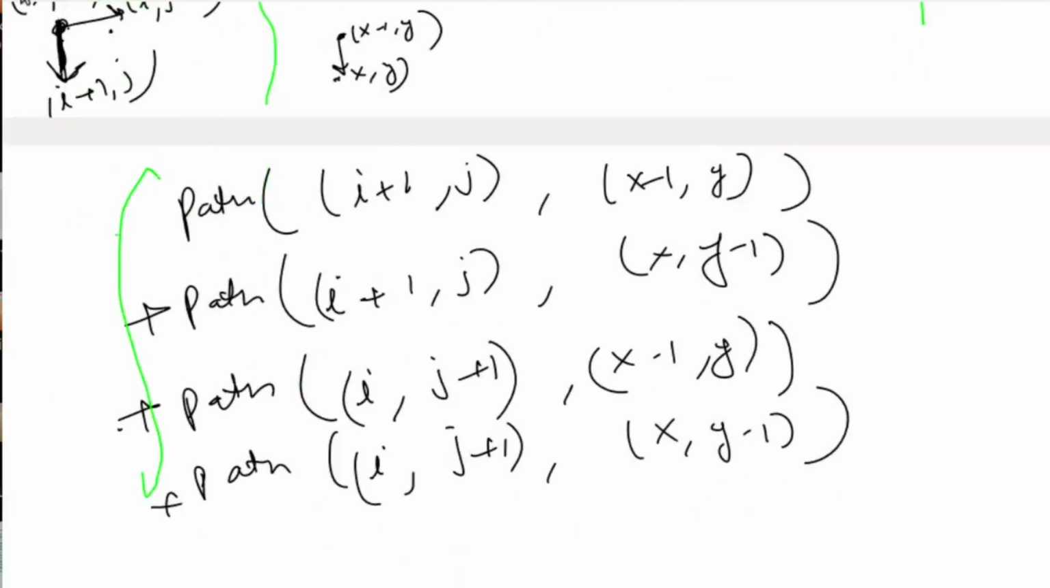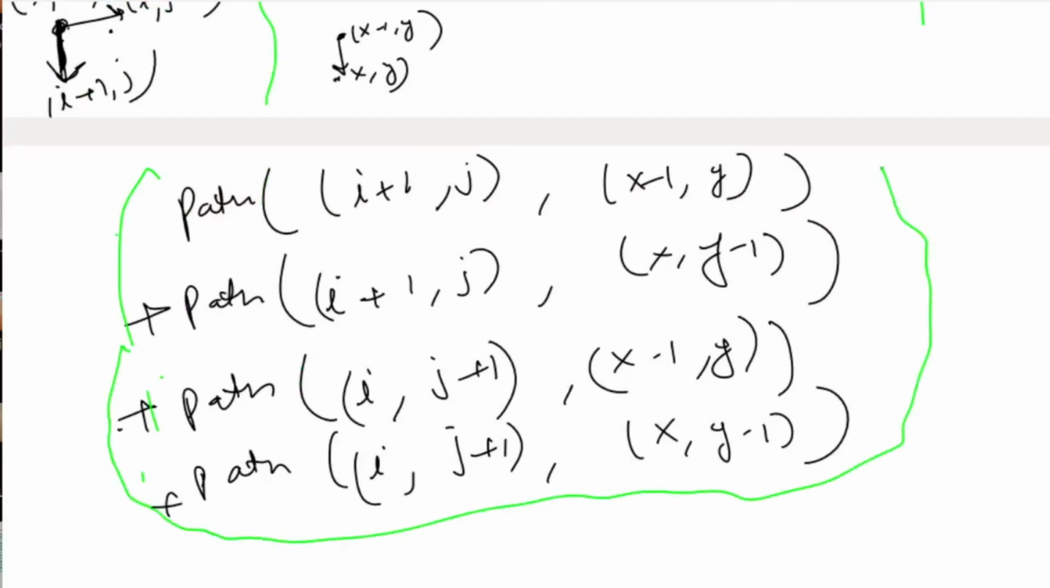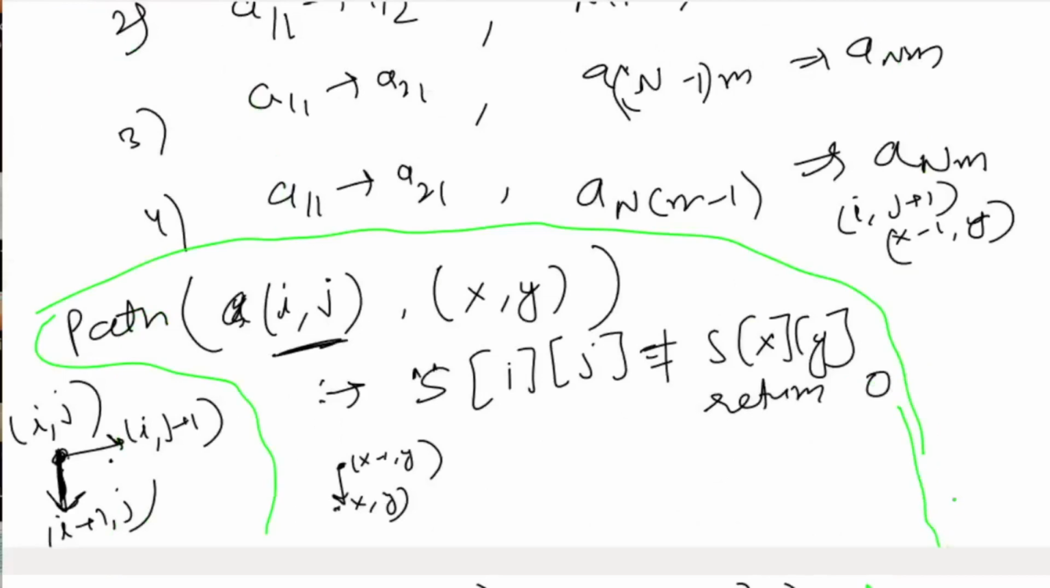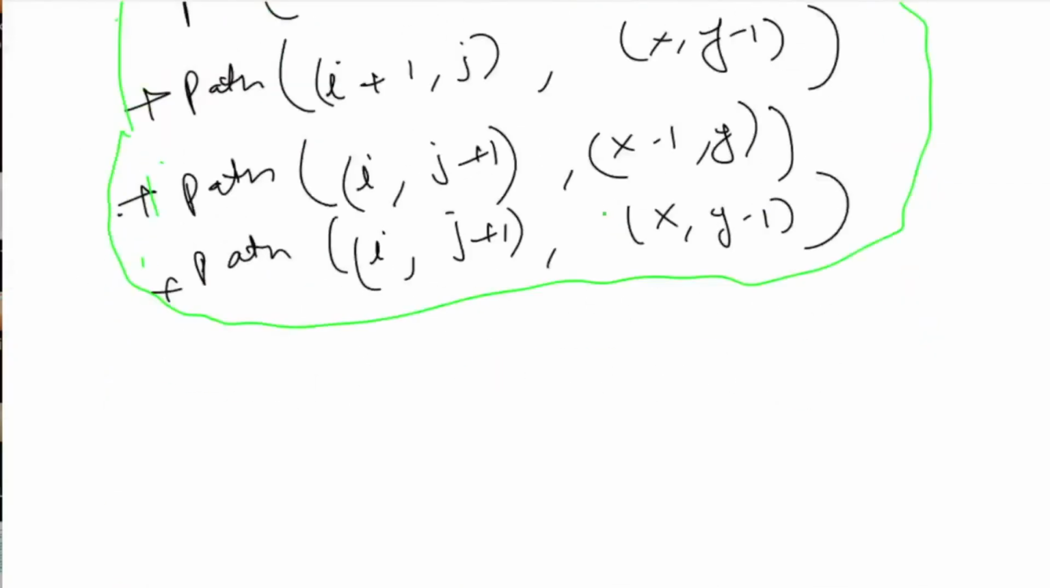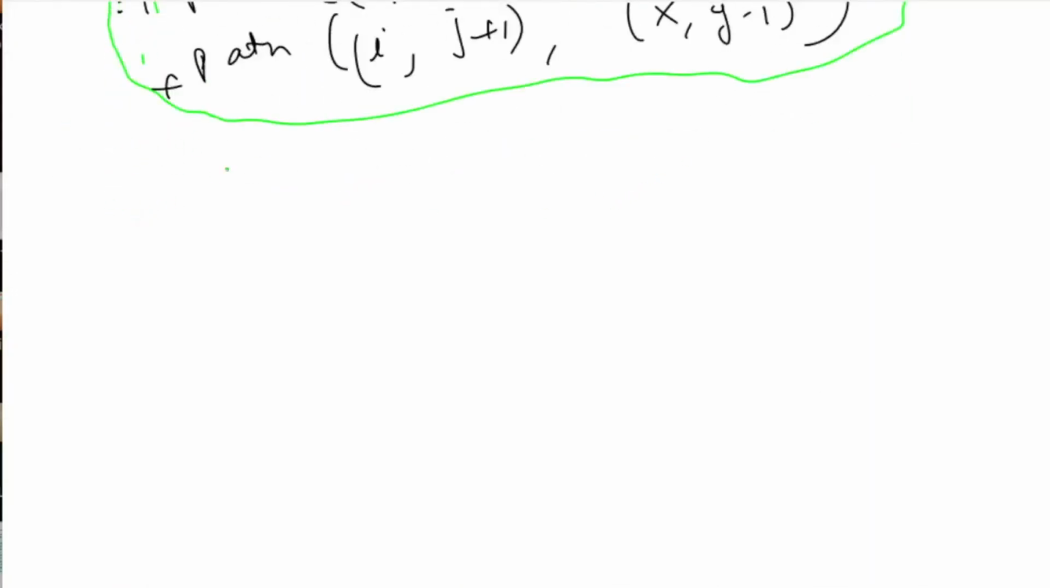Okay, wait, now you need a base case for this also. Okay, so you can see that there is no base case. Now the base case is quite simple. So if you have to move from this cell to this cell, then they both should be equal, and then we'll return that there is only one palindromic path.